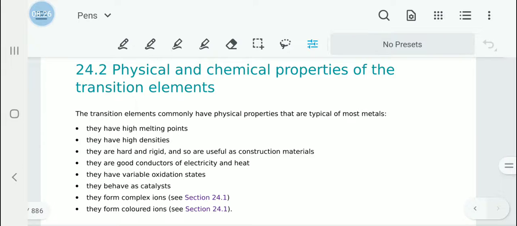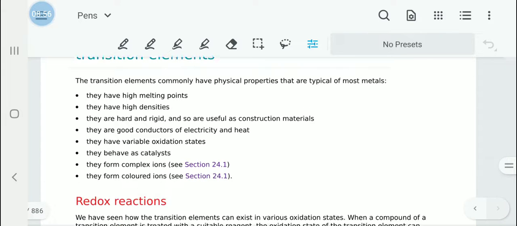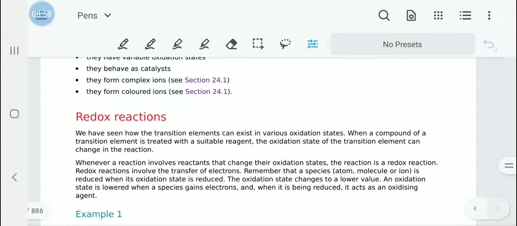Number 1, high melting points. Number 2, high densities. Number 3, hard and rigid. Put a dash and write useful as construction materials. Number 4, good conductors of electricity and heat. Number 5, variable oxidation states. Number 6, are catalysts. Number 7, form complex ions. Number 8, form colored ions.